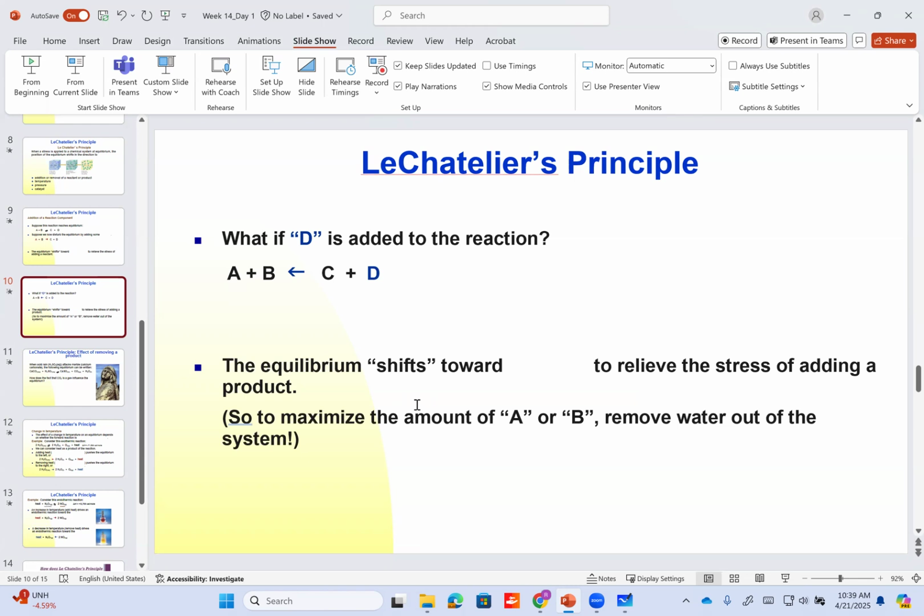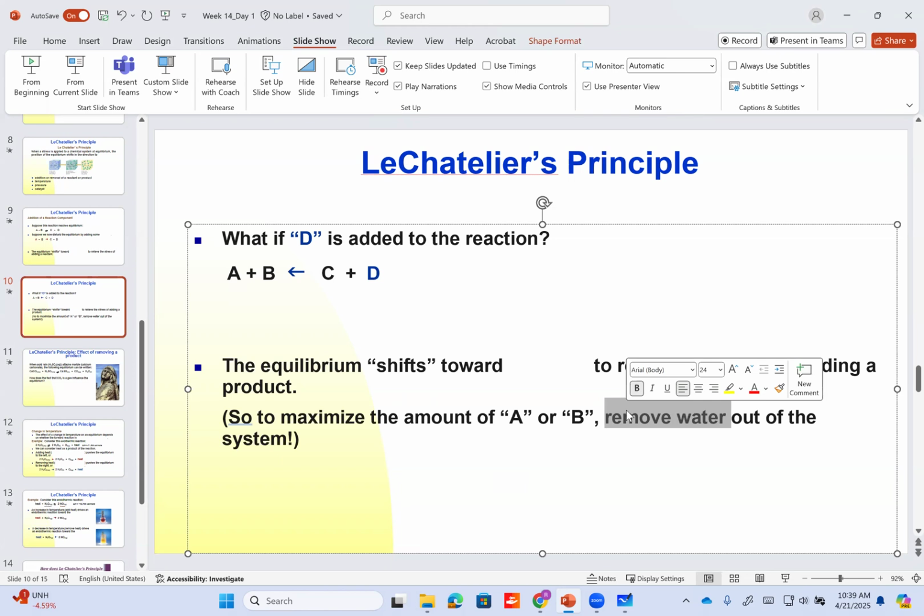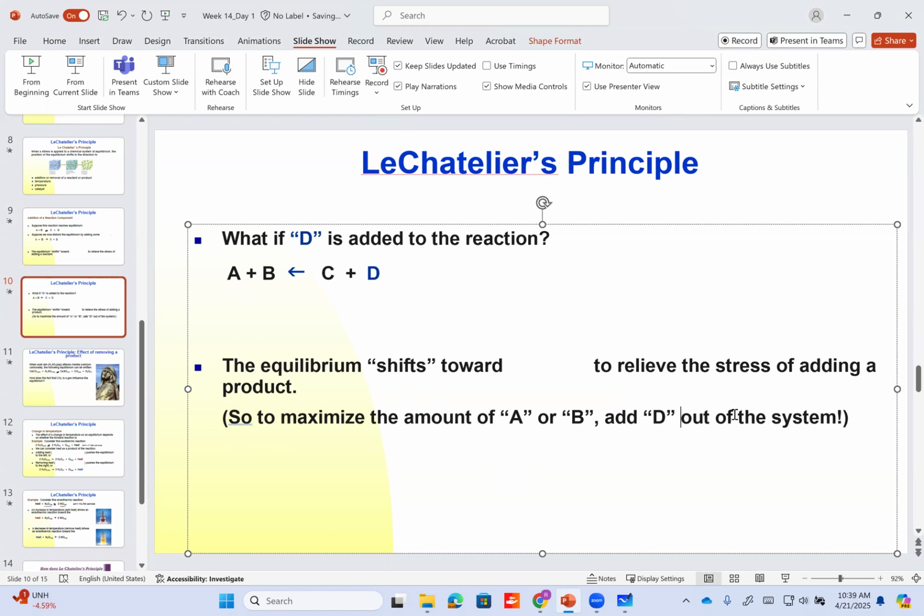So to maximize the amount of A or B, not remove, that's incorrect here, so please fix it, we can add D to the system. All right, go ahead and save this. Now instead of adding, what I've not talked about is removing a product.